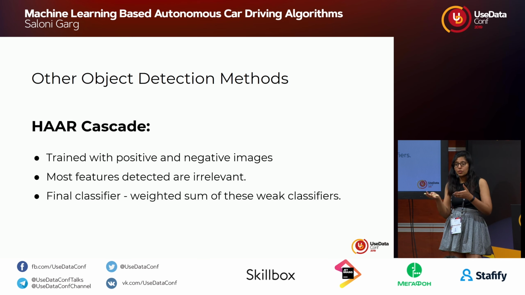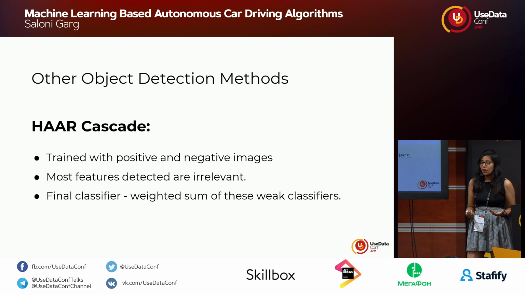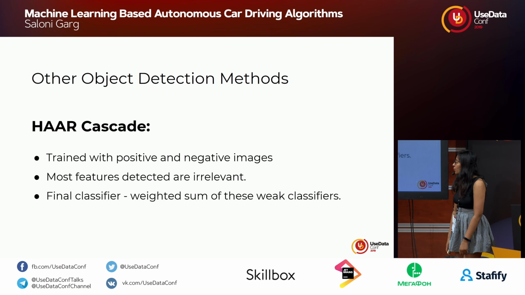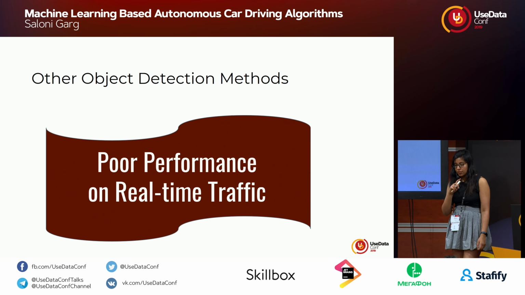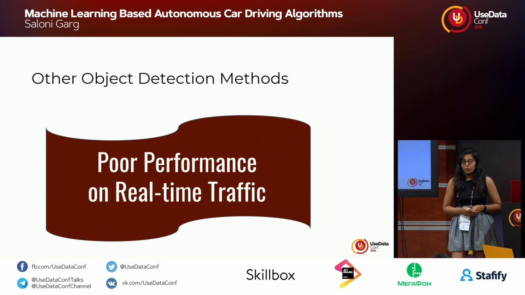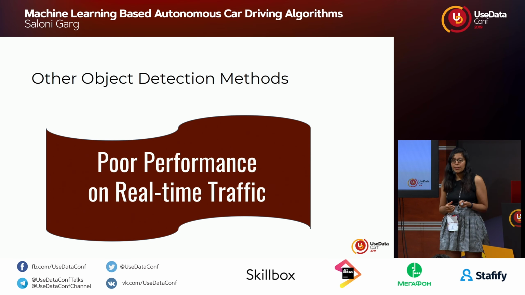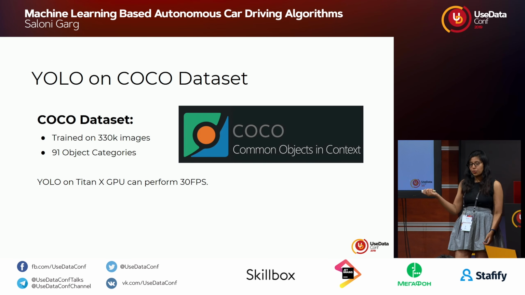A positive image of a car will be an image that contains a car, and a negative one would be an image without a car. But what we saw was that most of the features it detected in our videos were irrelevant, of no use to us. So that was something we didn't choose to finalize because it didn't have good processing on real-time traffic data. So we chose to go for YOLO on the COCO dataset.